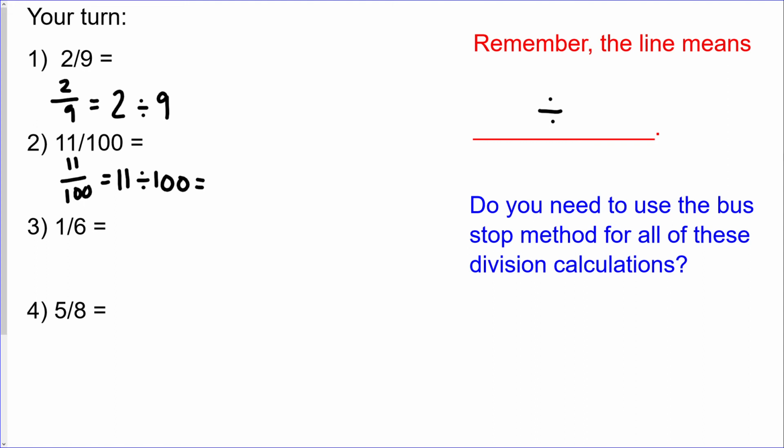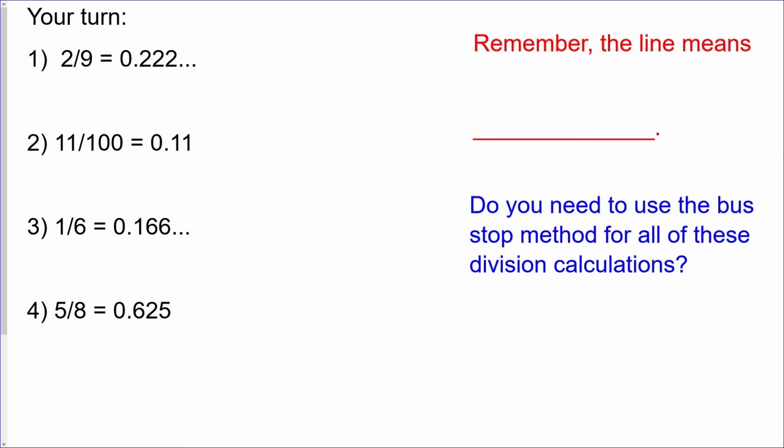So you should have given yourself enough time to answer those questions now. So let's have a look at what the answers would have been. So 2/9 is 0.222... because it's going to carry on going. And to get there, you should have done 2 divided by 9. To get 11/100 is 0.11. To do that, you should have done 11 divided by 100.